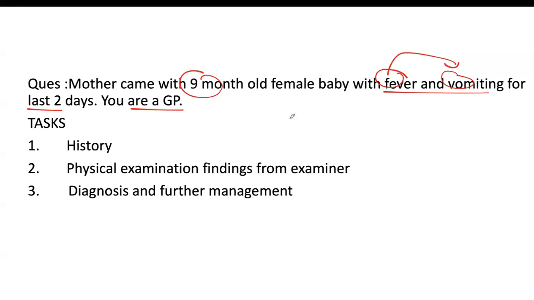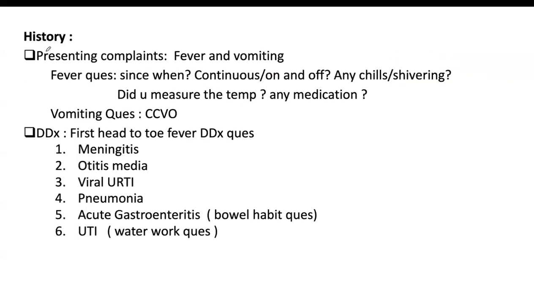So the history will start with reassurance and everything. The presenting complaint is fever and vomiting. Ask which one came first, fever or vomiting. If fever came first, then ask the fever questions. Since when did the fever start? Did you measure the temperature? How high is the temperature? Have you given any medication? Did it work? Any associated chills or shivering with the fever? After the fever questions, you go to the vomiting questions as we discussed, and then you come to the differential.